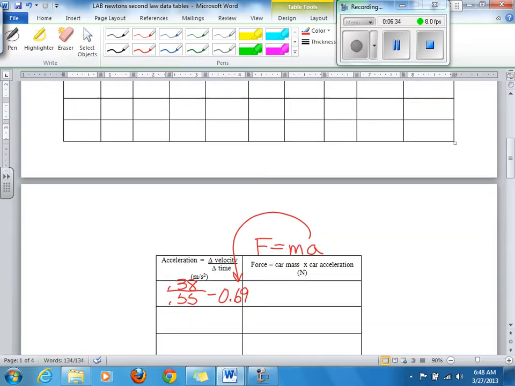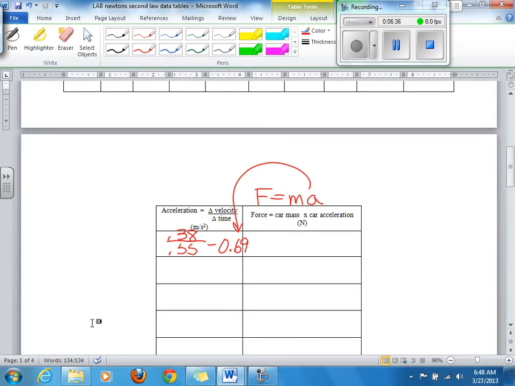So I'm going to take the mass of the car, and remember for this one, it's going to change. So the mass comes from your data. For the one that I just did, force equals my mass, which was 0.25 kilograms, times my acceleration, which was 0.69. We'll give an answer there. Start looking at those, see if the force is changing, or is the force staying the same.